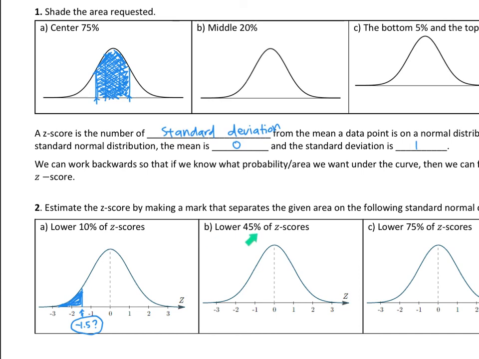So for part B, lower 45%. So lower side here, 45%, again, 50% is half, so you have an idea. 75% again is 3/4, right? So more than 50%, less than 100%. So I think that's it. I'm going to have you just finish the rest of the worksheet.